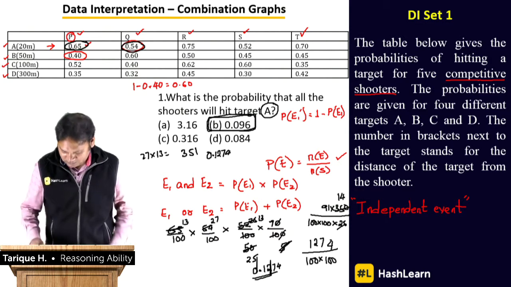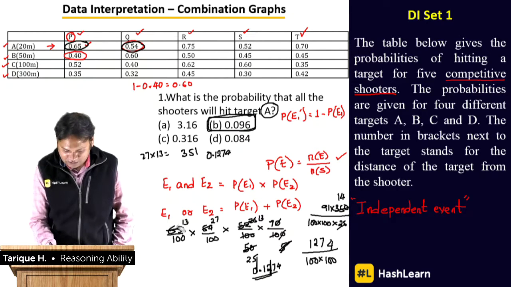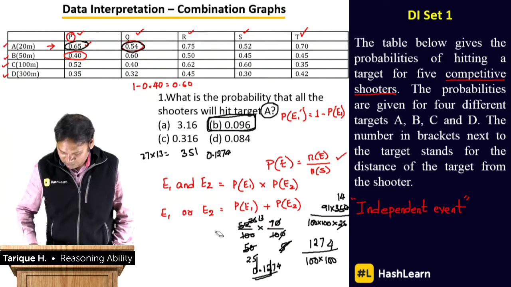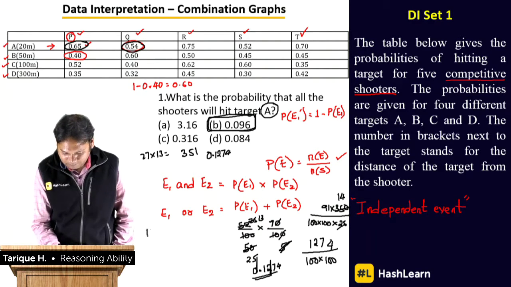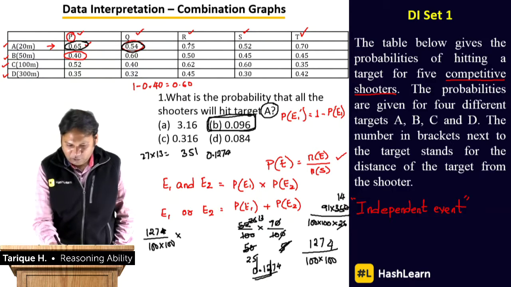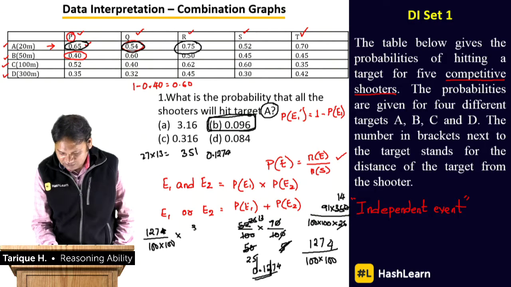Okay, or we can just make some correction here. Let me just remove this. So we have got 1274 by 100 into 100. And you just have to multiply this with 0.75. We had left out 0.75. So 0.75 is 3 by 4.